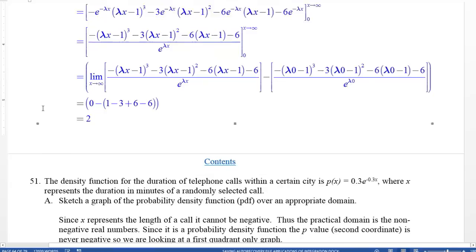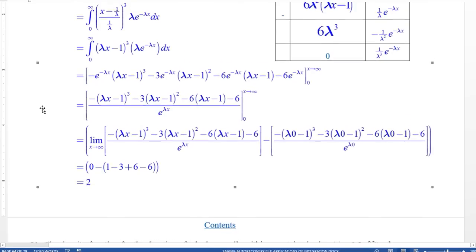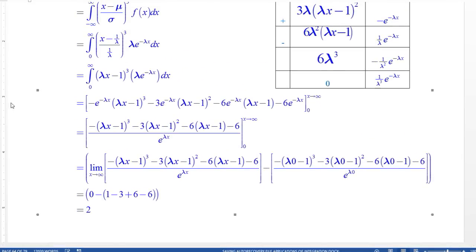So lots of practice there doing some parts. And I think in the next video I'll come back and do an example problem in a real world example.